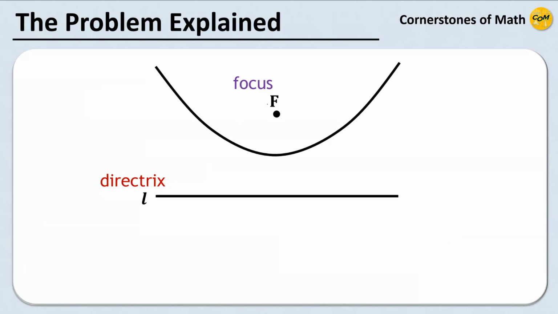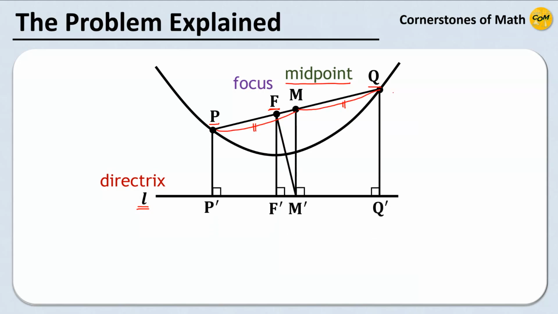So consider a parabola with focus F and directrix L. Draw a line which passes through the focus F and intersects the parabola at 2 points P and Q. Next, let us take point M, which is the midpoint of line segment PQ. Next, we take some points on the directrix. Let P', F', M', and Q' be the feet of the perpendiculars from P, F, M, and Q to the directrix L respectively. Then we let the length PP' be A and the length QQ' be B.